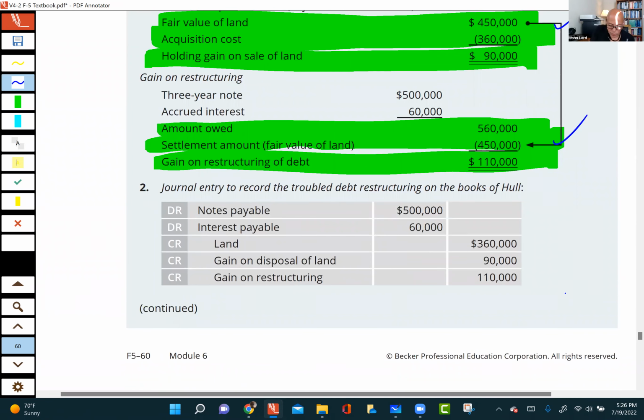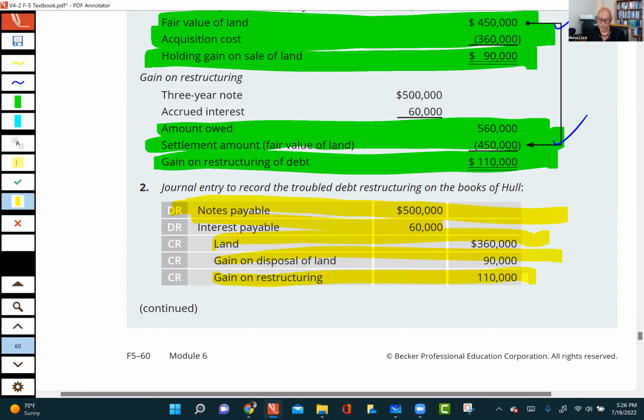Yeah, I guess it's worth looking at this journal entry real quick. I don't think I'm going to ask you for journal entries on this, but you would do what? You would debit the note payable, debit the interest payable, credit the land for the 360. And again, notice, guys, they broke out the gains separately, but those gains are reported what? They're going to be reported as non-operating items on the income statement, but I guess if the entity decided they wanted to call those two amounts separately, then we'd need two separate accounts for that.